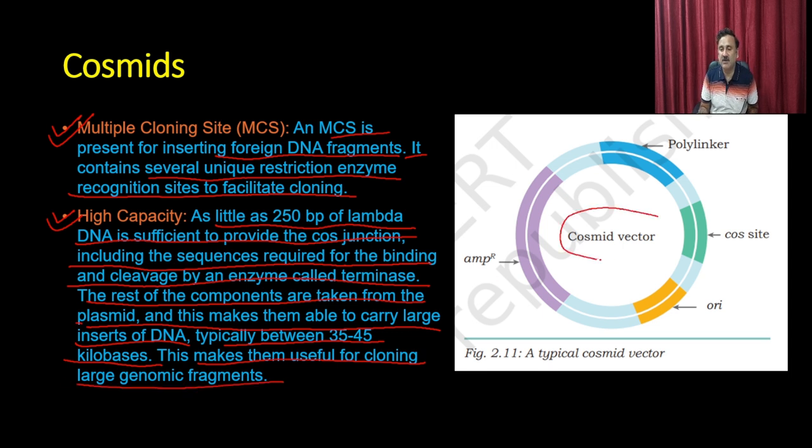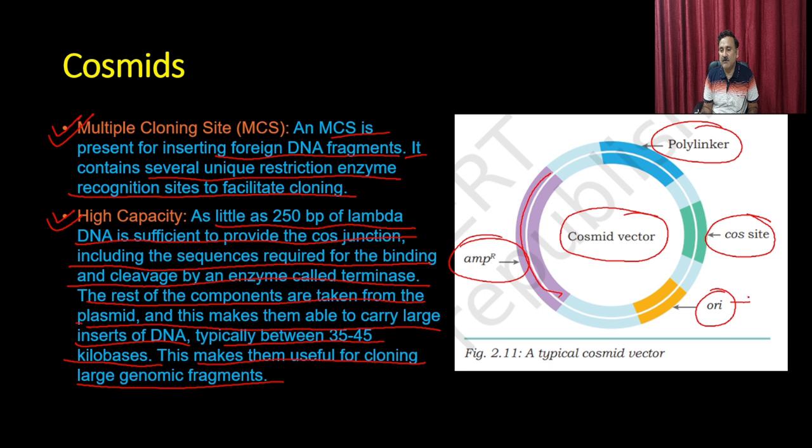So, this is the typical cosmid vector, where you have the cos site, you have the polylinker, you have the ampicillin resistance gene, and then you also have the origin of replication. The origin of replication is for E. coli, right, and that is how it can replicate in the E. coli system. And then it has a cos site, so it can allow the recircularization of the phage particles and so on.